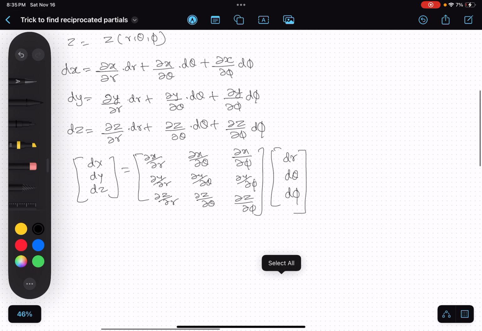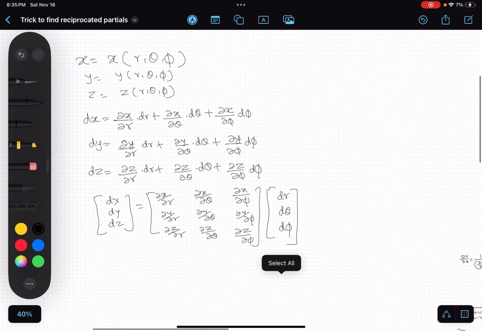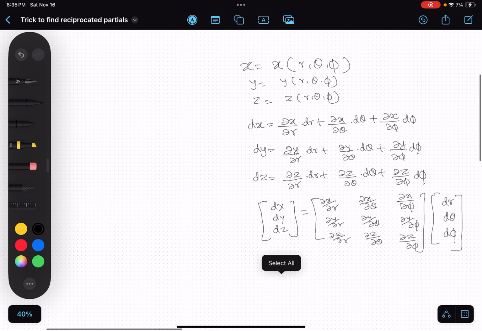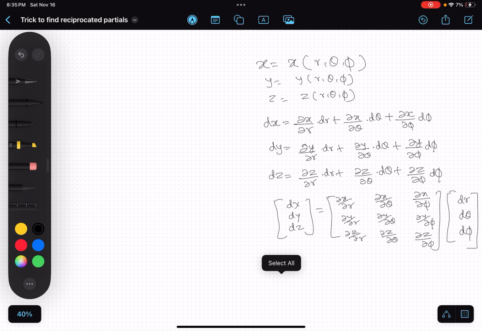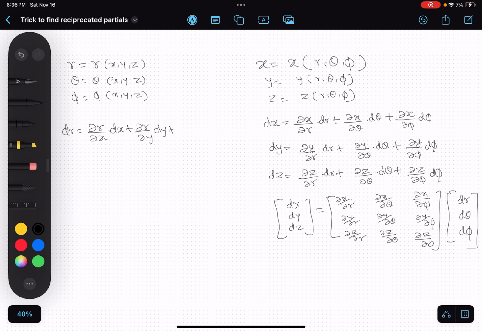Okay, now similarly, if you look at it from a different perspective, we also know that we can write r as a function of x, y, z, theta also as a function of x, y, z, phi also as a function of x, y, z, right? We can see it in that way. If we see it in this way, and now if I try to find total change in r due to x, y, z, I can write this as change in r due to x, change in r due to y, and change in r due to z, right?